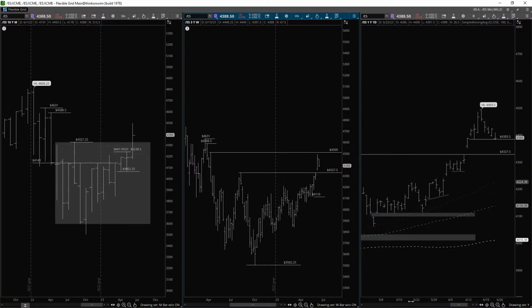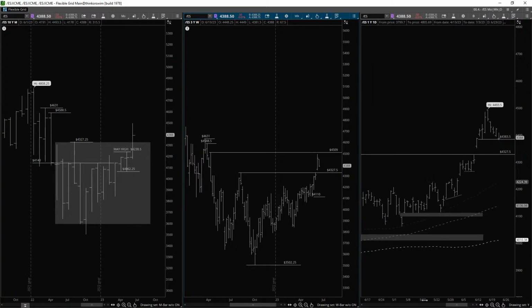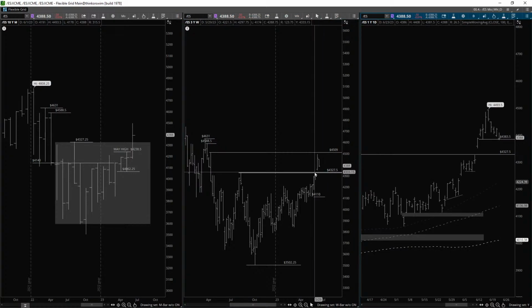Right? Now, the daily, and you can see a gap here. This gap in the week. This is not a gap, okay? This is just a glitch from when Thinkorswim built these charts, and they just go from one contract to another, right?